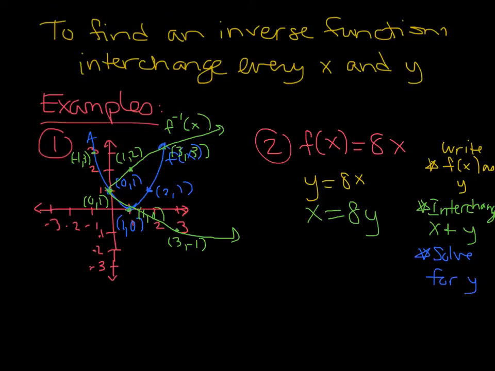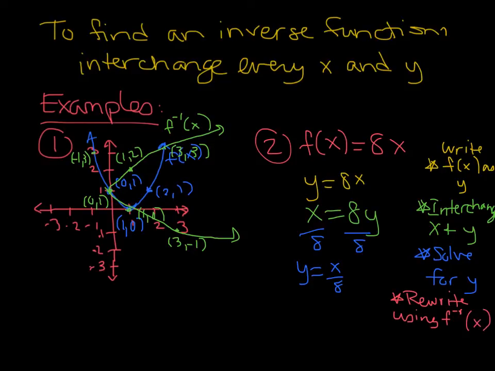In order to solve for y, you divide both sides by 8. When you do that, you get y equals x over 8. The last thing is you're going to want to rewrite it as an inverse. So you're going to use the notation I used on the last problem, which is f inverse of x. It looks like f to the negative 1. So your final answer is going to be f inverse of x equals x over 8.